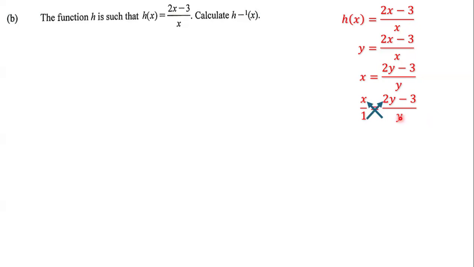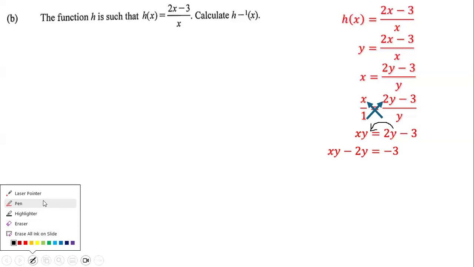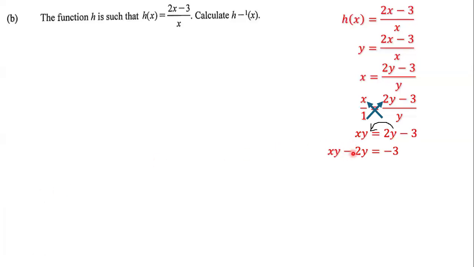And so y times x is going to be xy, and 1 times 2y minus 3 is simply 2y minus 3. Again, we're still trying to solve for y. And so what we're going to do is take the 2y and send it over the equal sign. So let me show the arrow there. It was a positive 2y, but when we send it over the equal sign, it becomes a negative 2y. So we have xy minus 2y is equal to negative 3.